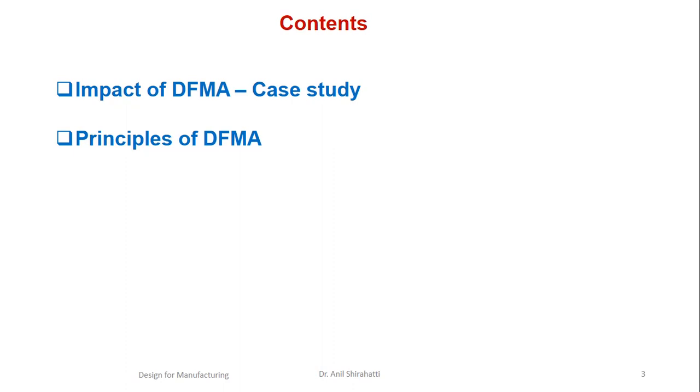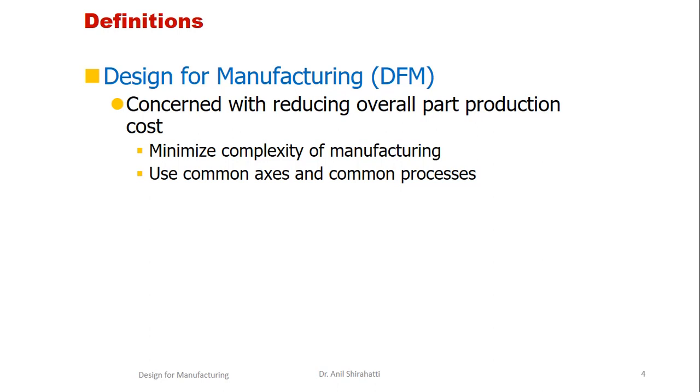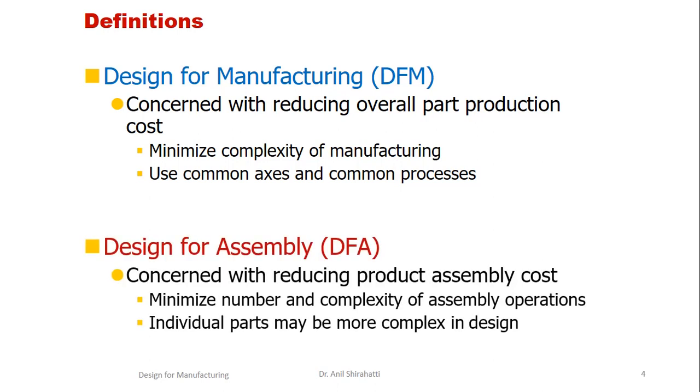So before going to the impact of design for manufacturing, let's refresh what is design for manufacturing and what is design for assembly. Design for manufacturing is concerned with reduction of overall part production cost. Okay, so we have to minimize the complexity at the part level or component level related to its manufacturing, and we have to use as much as possible common manufacturing processes and common tools.